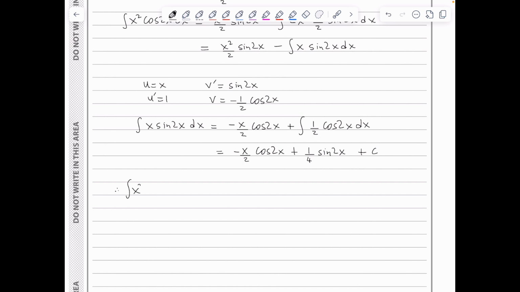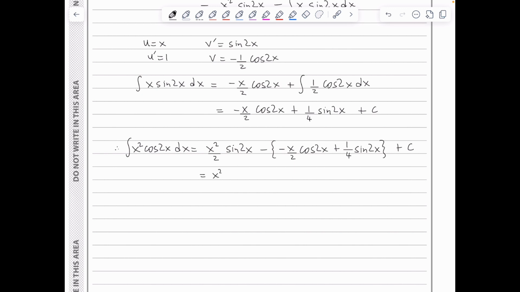So the integral of x² cos 2x dx is equal to x²/2 times sin 2x minus the integral of this one here, which we just found to be minus x/2 cos 2x plus a quarter sin 2x, and the arbitrary constant of integration can appear here as plus c, which simplifies to x²/2 times sin 2x plus x/2 times cos 2x minus 1/4 sin 2x plus c.